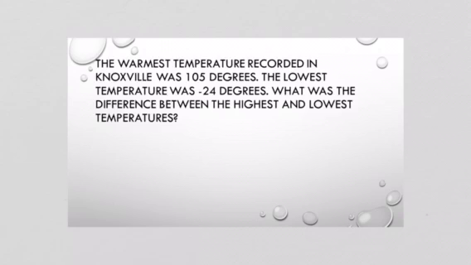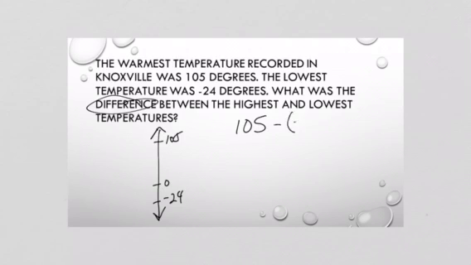Well, if we draw ourselves a little thermometer, here's 105 way up here, there's 0, and there's minus 24. And it wants to know the difference between those temperatures. Since it's saying difference, we can subtract the two numbers, the highest minus the lowest. And that would end up being 105. Remember, change the minus sign to a plus sign and the negative to a positive. And we would end up with 129 degrees.